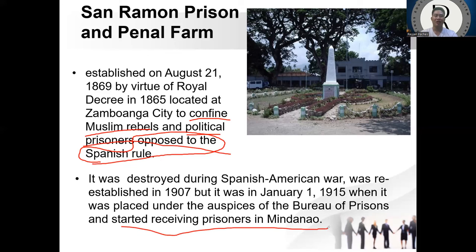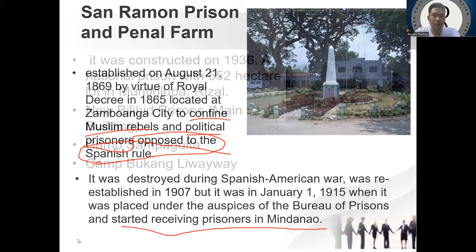Ulitin natin. Ang San Ramon Prison and Penal Farm class, ang original purpose niyan is for the confinement of Muslim rebels and political prisoners that opposed yung mga programs and of course yung mga pamamalakad ng Spaniards during the Spanish rule. And of course ngayon that is also under na sa Bureau of Corrections, and basically sa Zamboanga ang tinatanggap nila na prisoners ay nanggaling sa Mindanao. Okay, yan yung San Ramon Prison and Penal Farm.